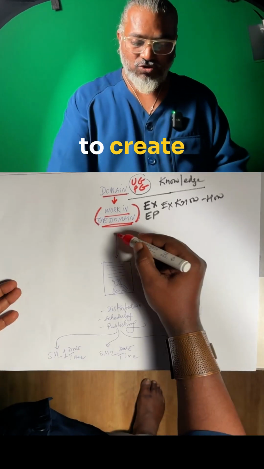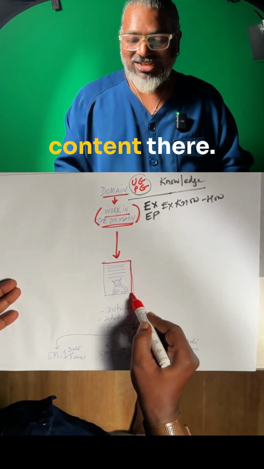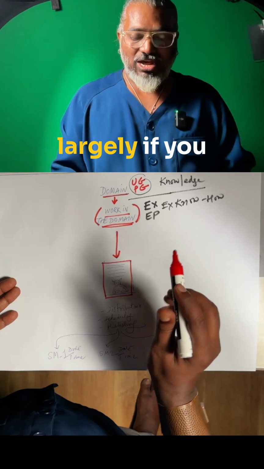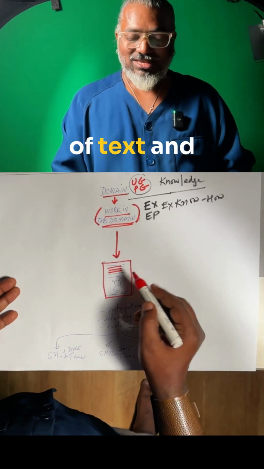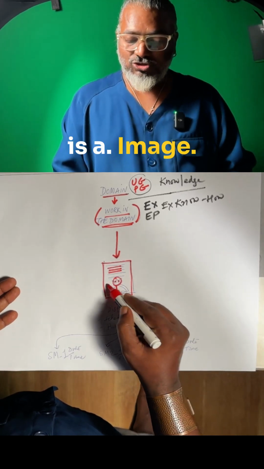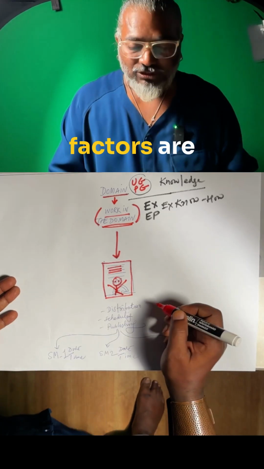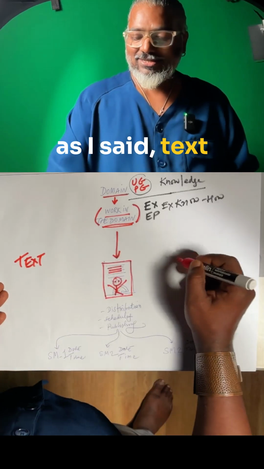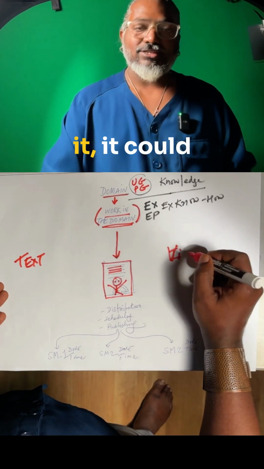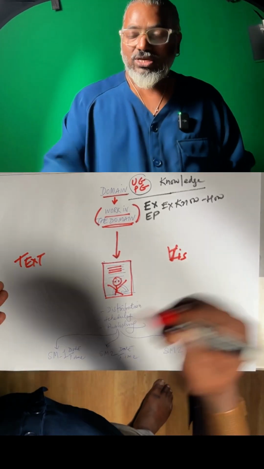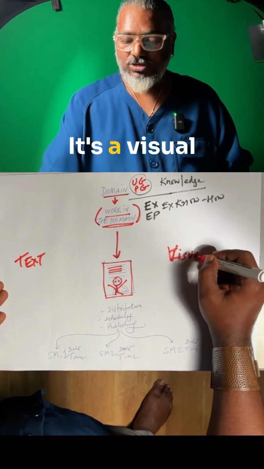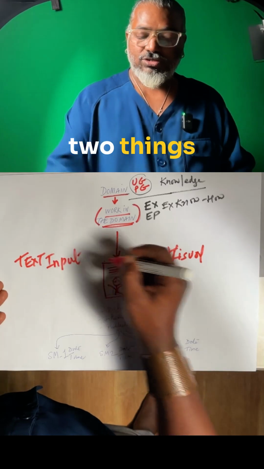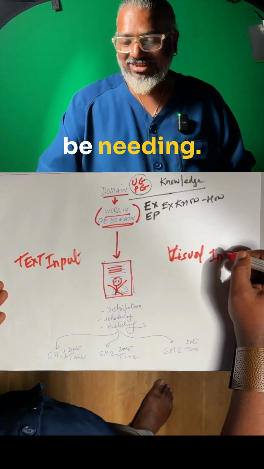Your aim is to create content. So if you look at any content, depending upon the type of content, but largely you see there is some amount of text and then there is an image. So the two factors are text and image. For example, text and visual, as I said. It could be video, image, illustration, or a graph. It's visual inputs and text inputs. These two things you would be needing.